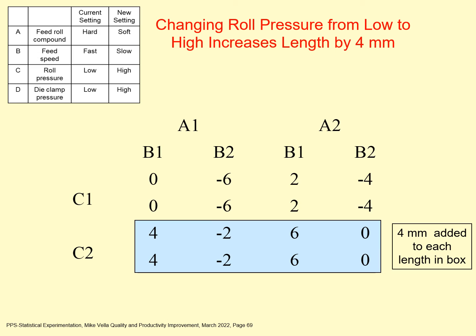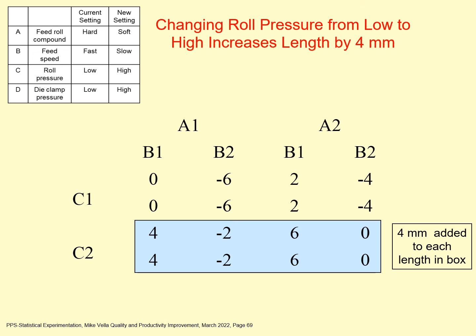In our next step of the experiments, we change roll pressure from low to high. Just like in our little matrix to the left, our roll pressure goes from low to high, which has an effect of increasing length by 4 millimeters. So that's factor C, C1 and C2.